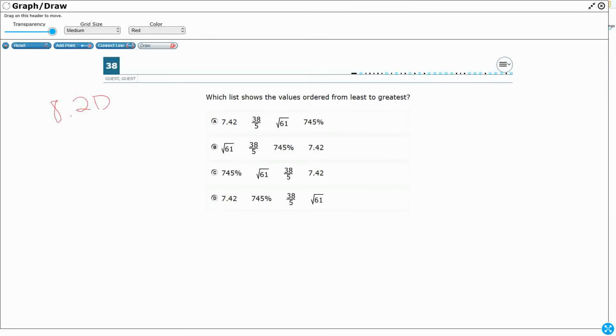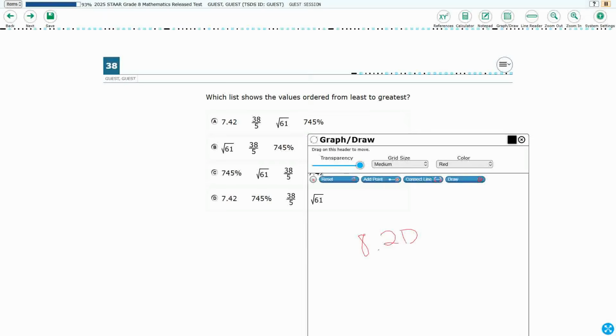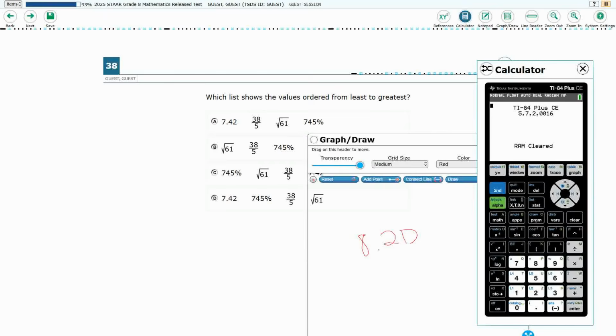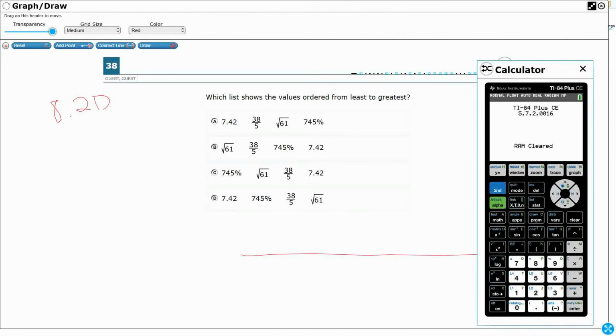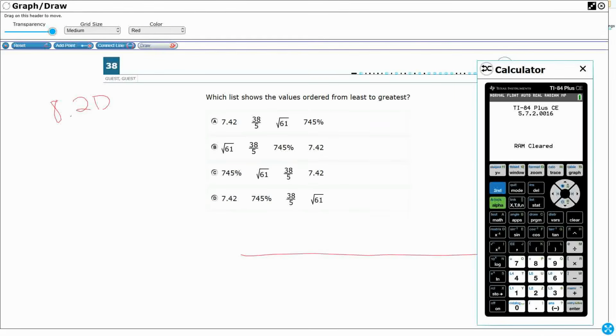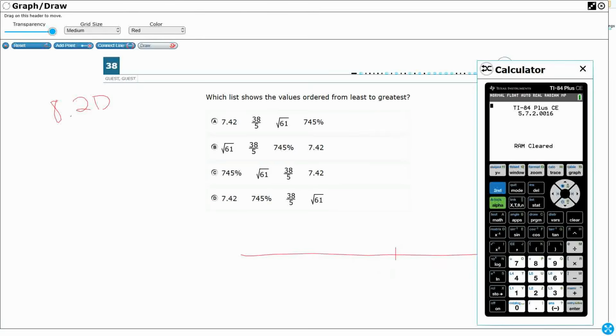And so let's just draw a number line here, and let's put our numbers on it, and go ahead and open up our calculator. So I'm just going to put 7.42. That's the easiest one right there. Just going to put that in the middle. We'll put everything else around it. I'm just going to use this first one here.